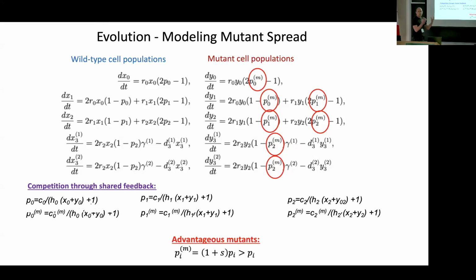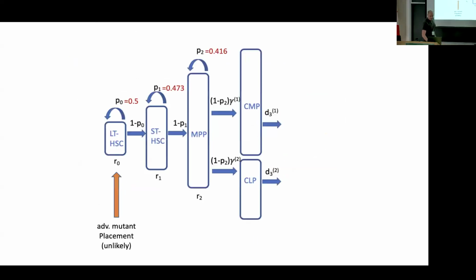They compete with each other through shared feedback signals, and parameter S is the selective advantage that the mutant has. So we only look at advantageous mutants, and we will look at different degrees of advantage and what they do. So this is the system, wild type and mutants. And now we're going to place the mutant into any of these compartments and ask what is the condition for this mutant to evolve and emerge.